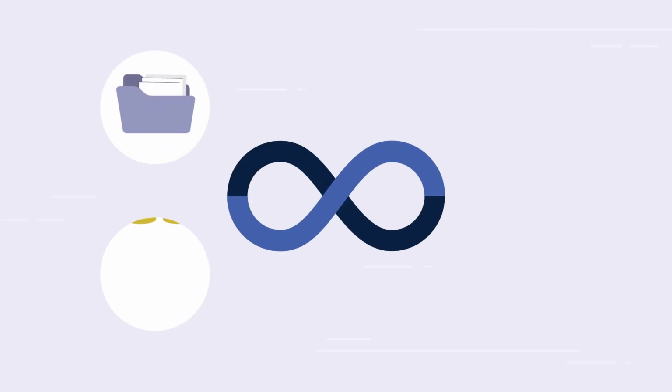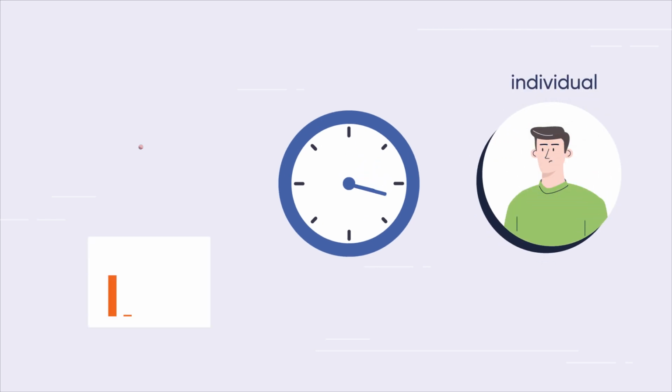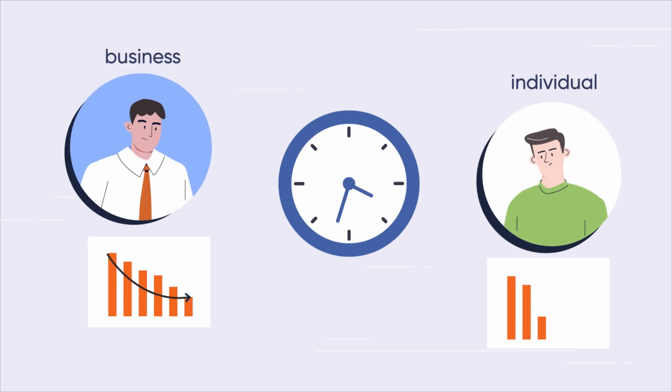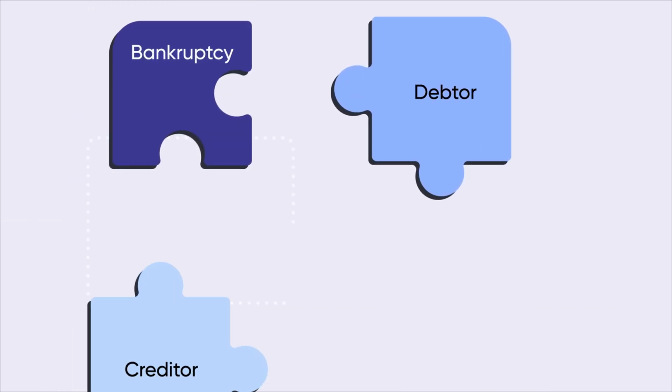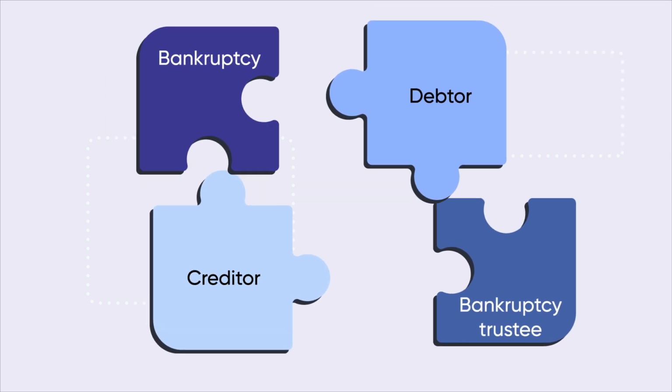Before we explore what bankruptcy entails, let's understand some key concepts. Insolvency occurs when an individual or business cannot pay their debts as and when they fall due. This guide will clarify terms such as bankruptcy, debtor, creditor, and bankruptcy trustee to help you navigate this complex area.